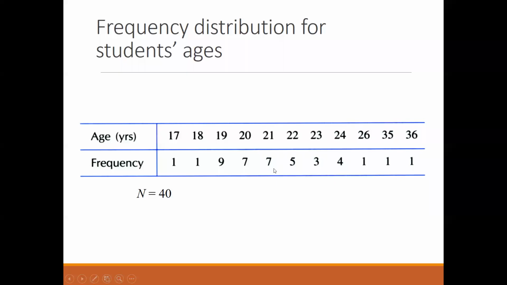So 7 plus 5 gives me 12. 12 divided by 40 will give me 0.3. Okay, very simple. Let's go ahead.